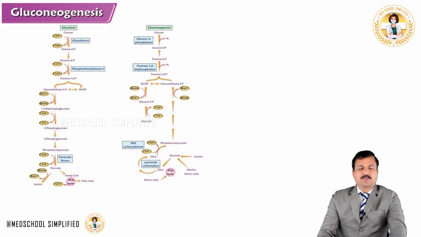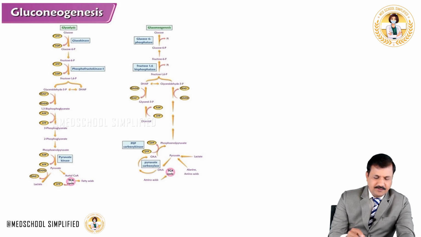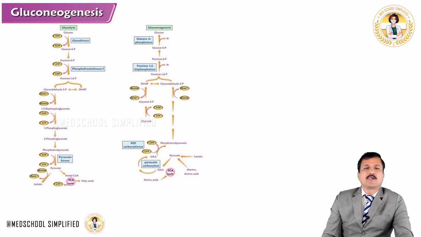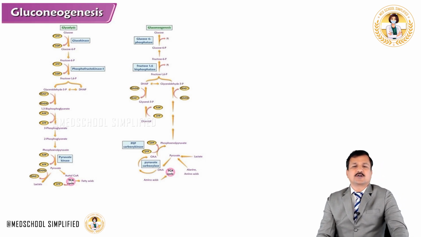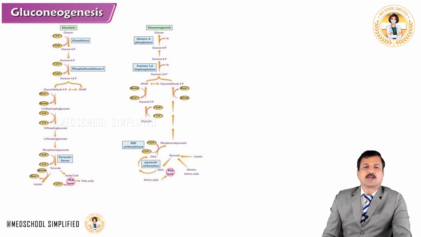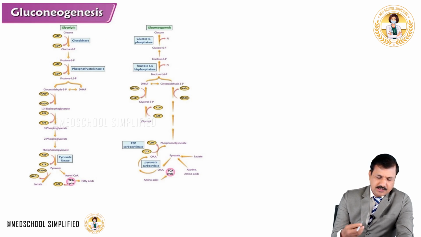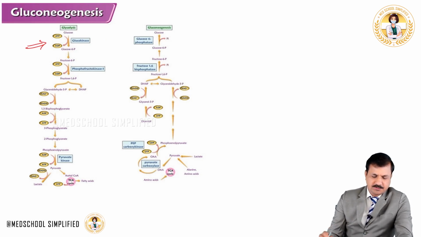Now, this figure shows the same concept we saw in the previous slide, in the form of a diagram and flow chart. Let's first look at the irreversible reactions in glycolysis and the corresponding enzymes in gluconeogenesis, and also take the example of some gluconeogenic precursors to understand how these irreversible steps can be overcome by special enzymes in gluconeogenesis.